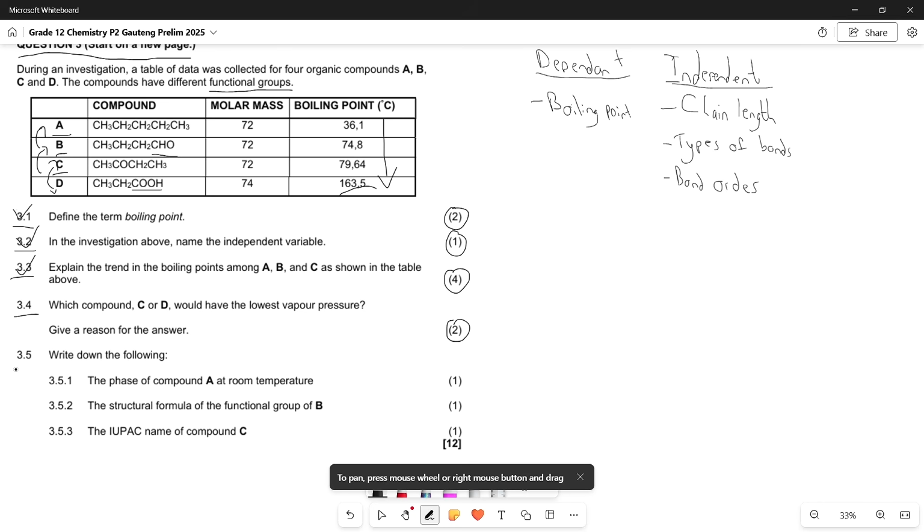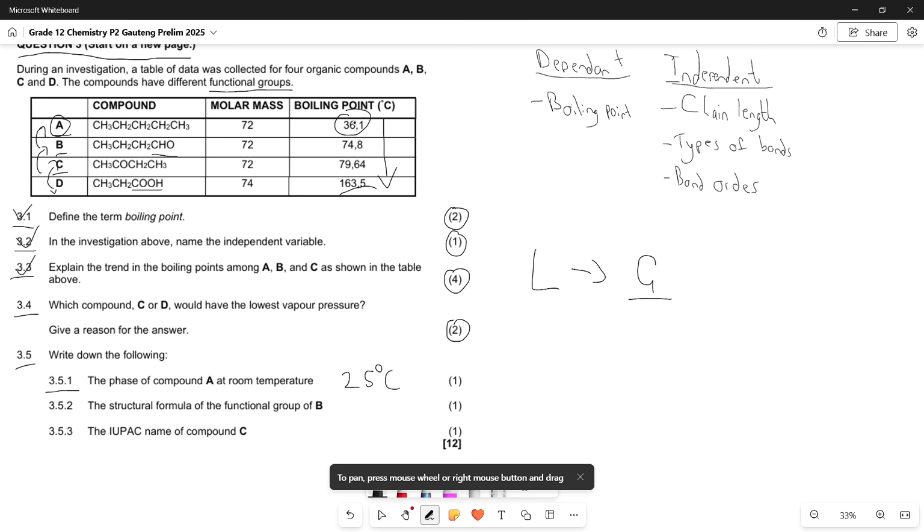And then 3.5 says write down the following. 3.5.1, the phase of compound A at room temperature. So compound A is over here and room temperature is 25 degrees Celsius, which means that the boiling point is a little bit above 25 degrees Celsius. It's 36.1 over there, which means that boiling point implies the change from a liquid to a gas. So only above 36.1 degrees Celsius will it become a gas, start changing from a liquid to a gas.